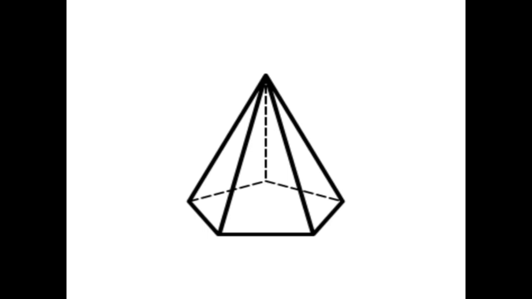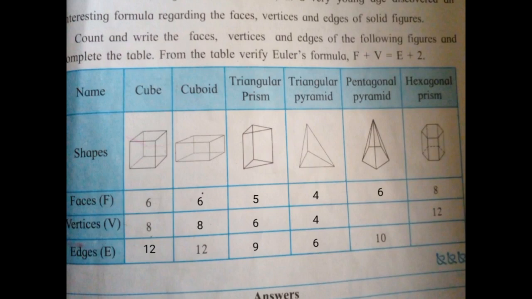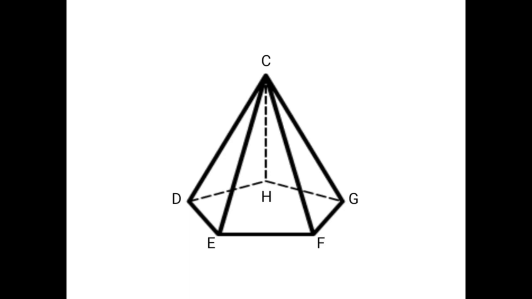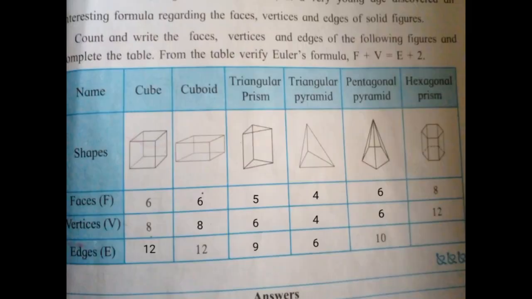First we'll count number of faces of pentagonal pyramid. Front side there are 3 triangular faces, back side there are 2 triangular faces and down side there is 1 pentagonal face. Altogether there are 6 faces of pentagonal pyramid. Now we'll count vertices of pentagonal pyramid. Point C, point D, point E, point F, point G and point H. Altogether there are 6 vertices of pentagonal pyramid.